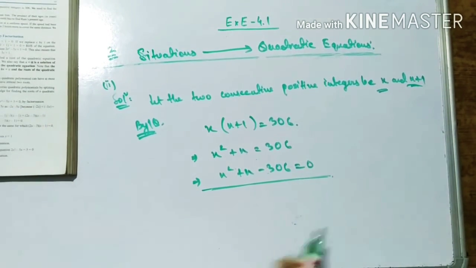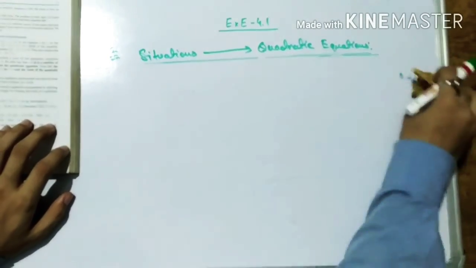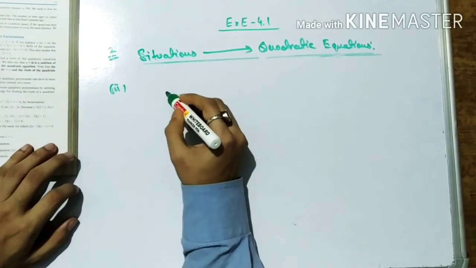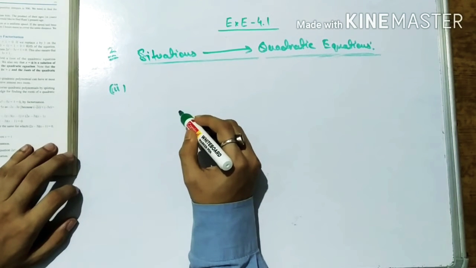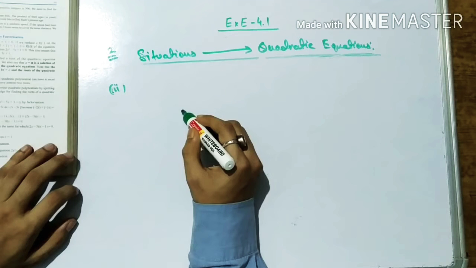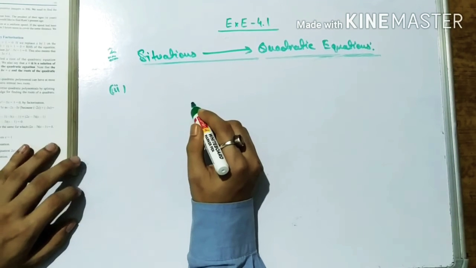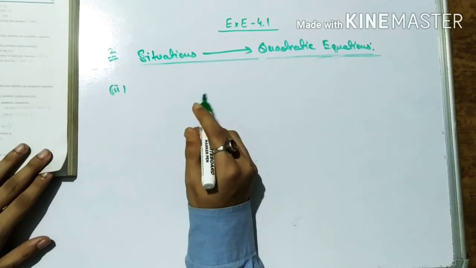Okay. Next, your question number 3. Ram's mother is 26 years older than him. The product of their ages in years, 3 years from now, will be 360. We would like to find Ram's present age.